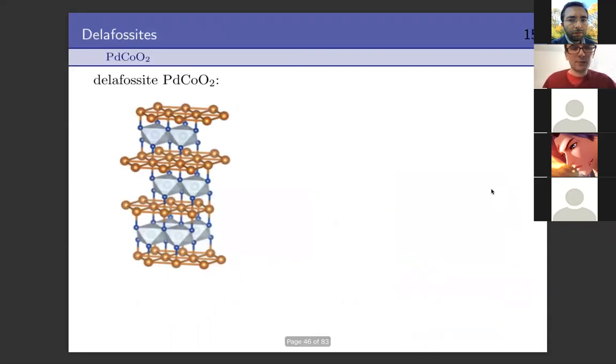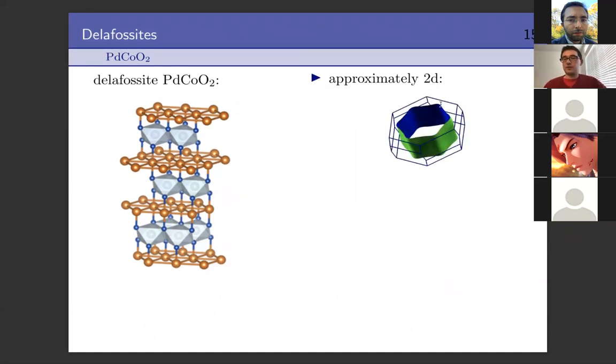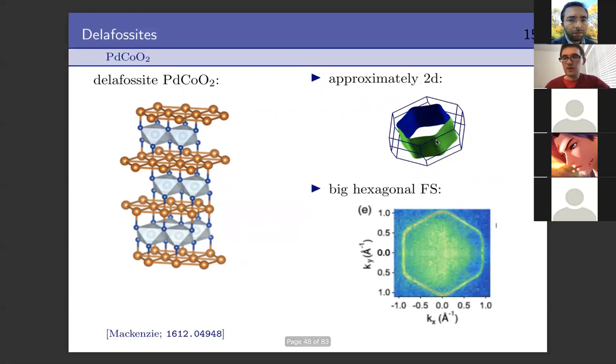Now let me move on to discuss a little bit about anisotropic Fermi liquids. Most materials that we have in nature are not simple isotropic materials. Many of them are quite anisotropic. One example is palladium cobaltate, which has an approximately two-dimensional Fermi surface. I say approximately two-dimensional because in the third dimension, while this is very much a 3D material, the Fermi surface is quite flat, and so the quasi-particles don't really move very much in that direction. Experimentally, you can confirm that you do have a big hexagonal Fermi surface with rounded corners.